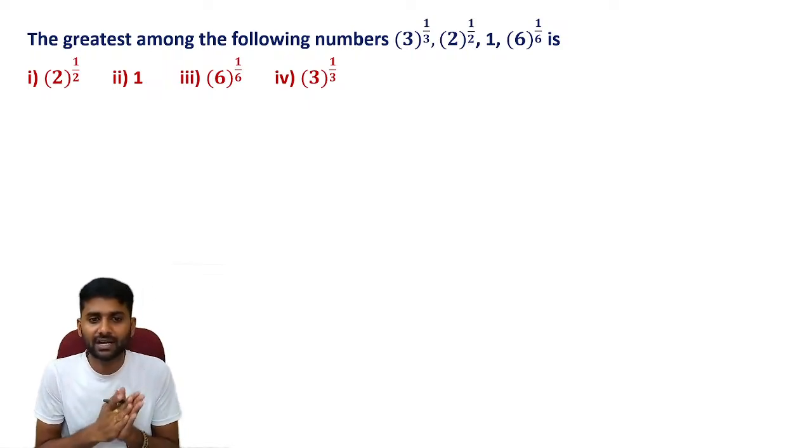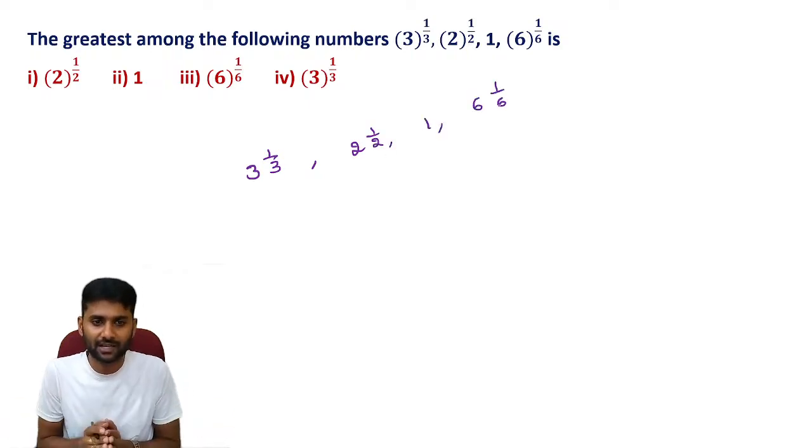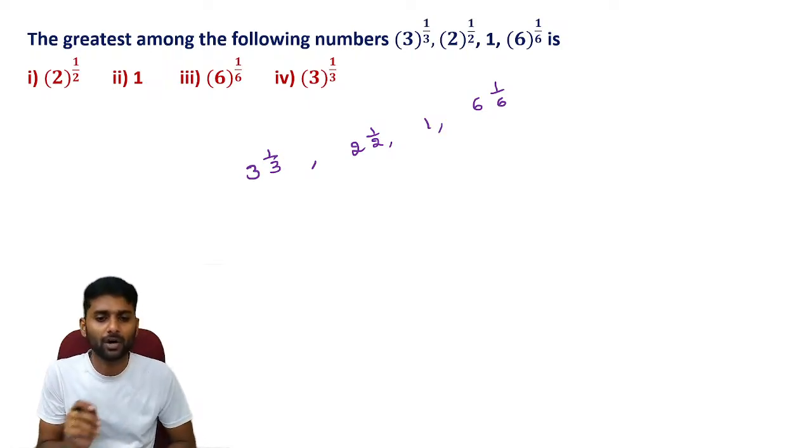Let's see this question. The greatest among the following numbers. Here the numbers are 3^(1/3), 2^(1/2), 1^(1/6), 6^(1/6). If you want to identify the greatest among all those values, you have to equate either the power or the bases.